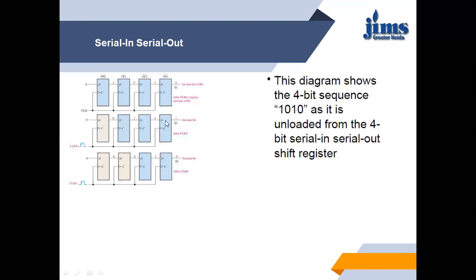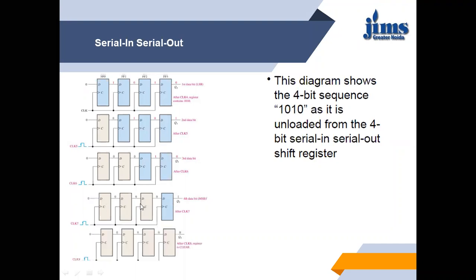With the second clock pulse, this 1 is out and 2 zeros are entered in the flip-flops because I am continuously entering 0. With the next clock pulse, this 0 will be out and 1 will be here. And with the next clock pulse, this final bit 1 will be out and the register will be cleared. So you can clearly see that it requires 4 clock cycles to unload the data. So 4 cycles to load, 4 cycles to unload, means it requires 8 clock pulses to load and unload the data.